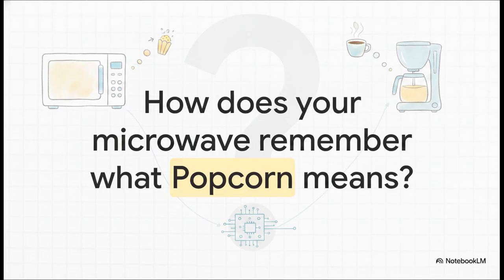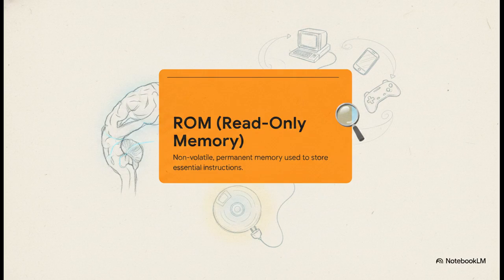To kick things off, let's just think about a normal day. How does your microwave actually remember what the popcorn button means? Or take your coffee maker. How does it know exactly how to brew that perfect morning cup, even after a massive power outage? I mean, these devices don't have massive hard drives like your laptop, right? Yet, they retain their core instructions perfectly, without any power at all. Well, the answer lies in ROM.